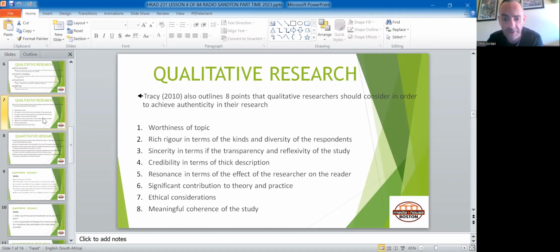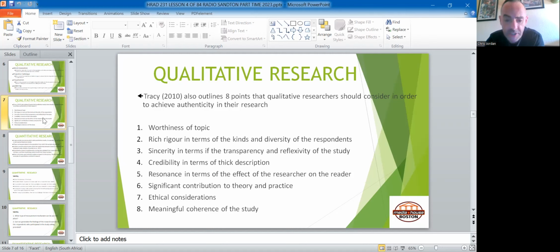Sincerity in terms of the transparency and reflexivity of the study, right? That's quite self-explanatory. Credibility in terms of thick description. So credibility is obviously like we consider something credible when there is enough to back it up. That is what that statement is saying.